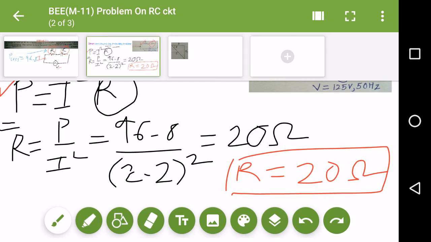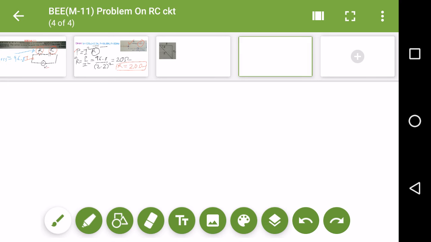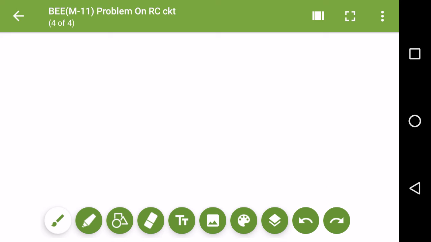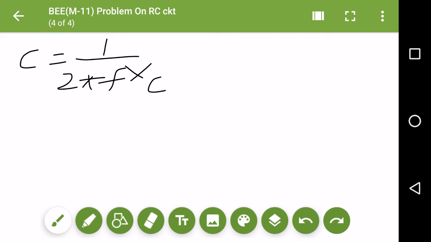In an AC circuit, the formula to find the capacitance of the circuit is C equals 1 upon 2 pi f Xc. This is the formula to find the capacitance, where 2 pi is a constant value, f is the frequency, and the frequency is given to me, that is 50 hertz.